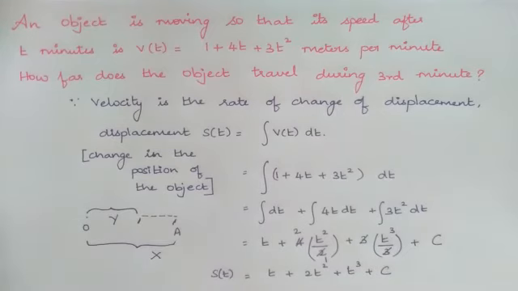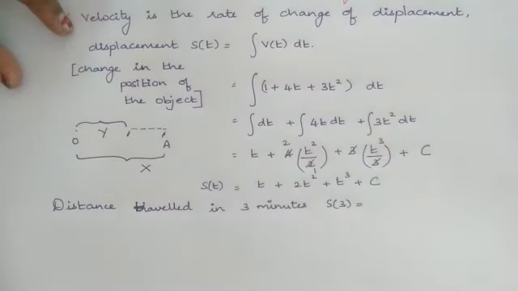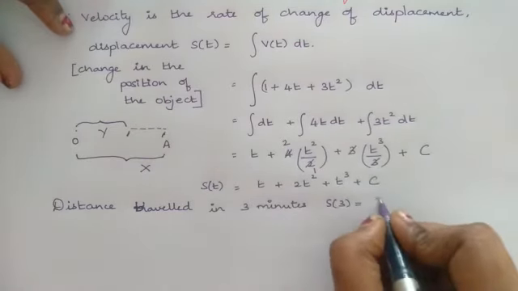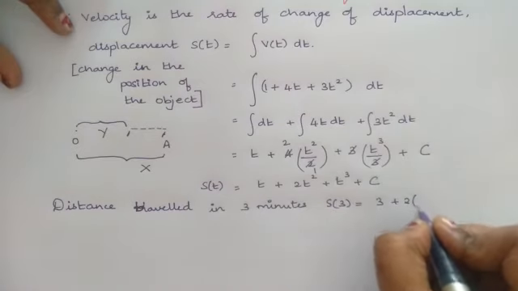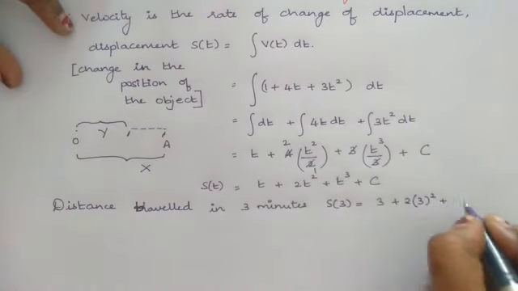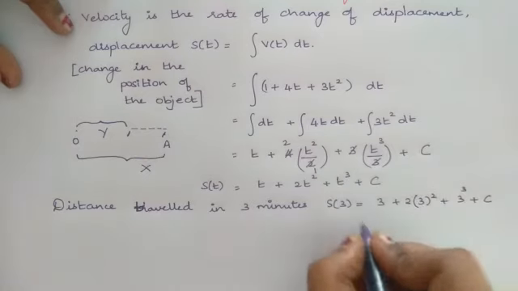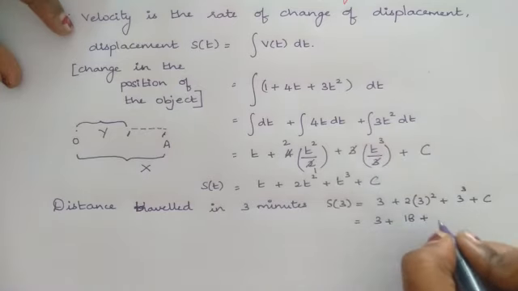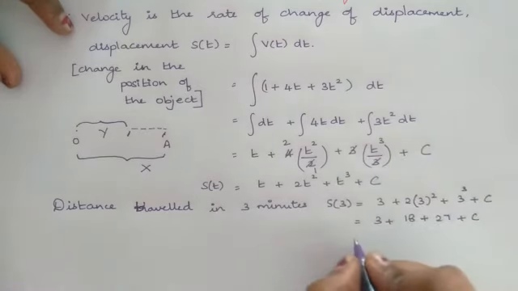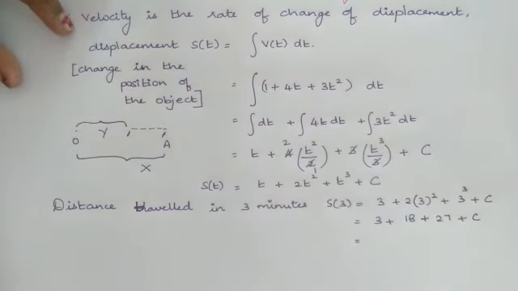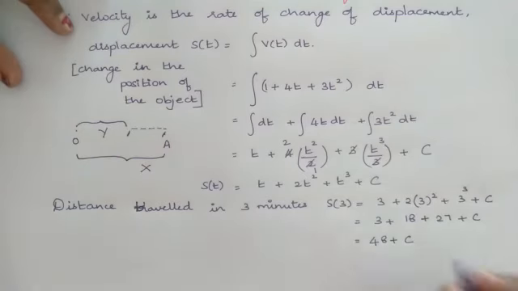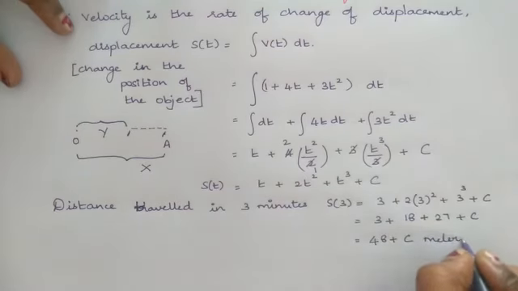Let's identify that. The distance traveled in 3 minutes, S of 3, will be, in the place of t, substitute 3. This will be 3 plus 2 into 3 squared plus 3 cubed plus the integral constant. This is 3 plus 2 into 9, 18, plus 3 cubed, 27, plus the integral constant. So this will be 18 plus 3 plus 27, 48, plus the integral constant. This is nothing but the distance traveled in 3 minutes.